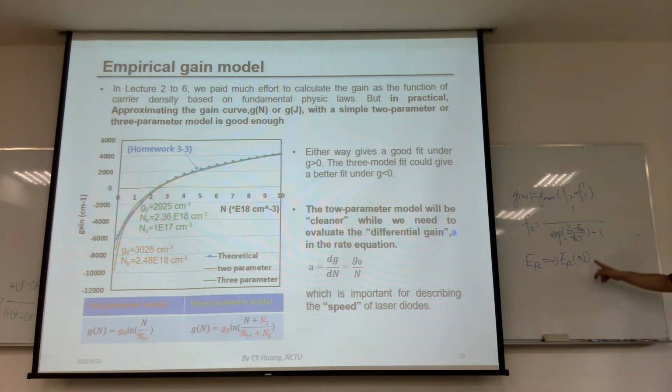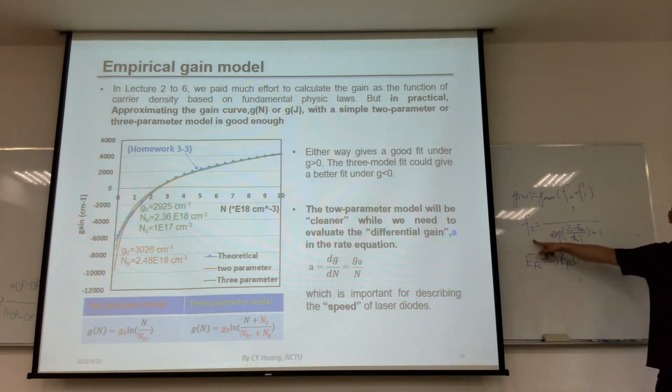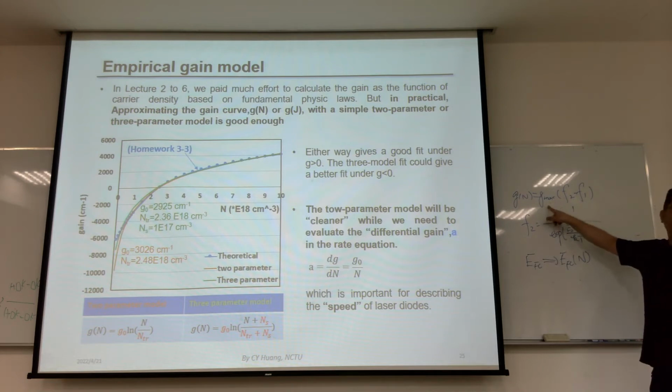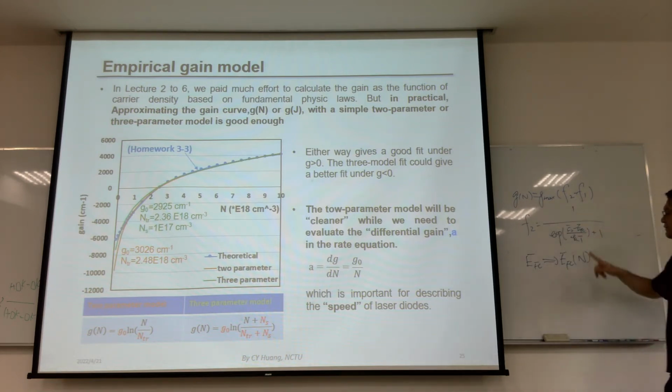Okay, the carrier concentration decides your Fermi level, which decides your f2 and f1. Then you know the optical gain. So the optical gain is a function of carrier concentration. But such a calculation is pretty lengthy, and probably a little bit complicated. But anyway, this is conceptually correct.